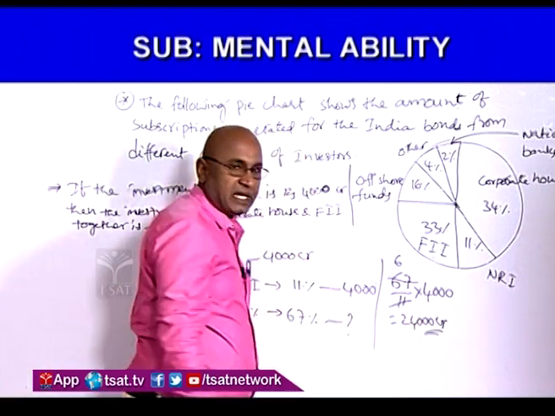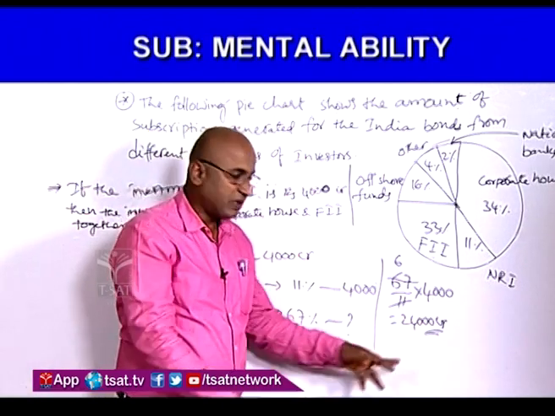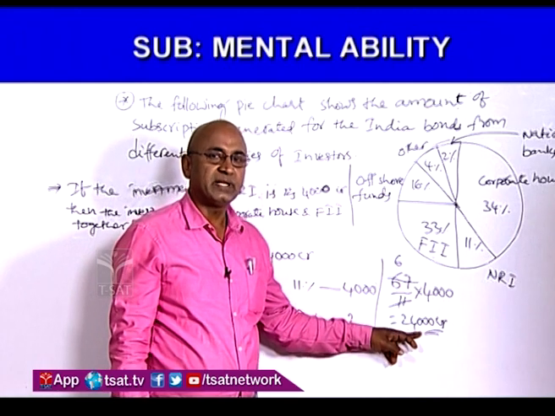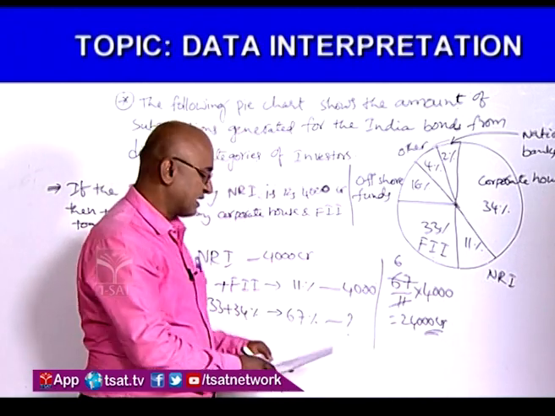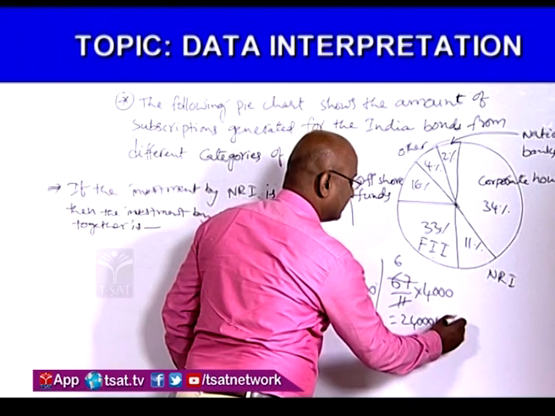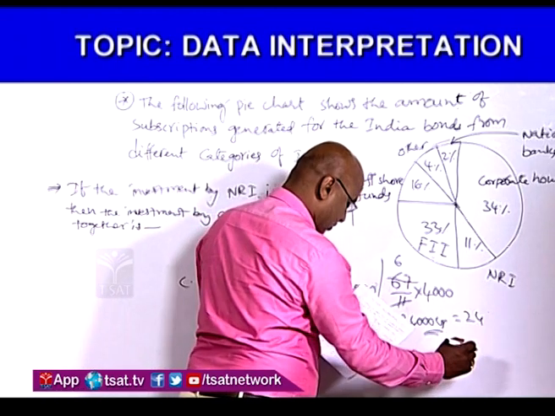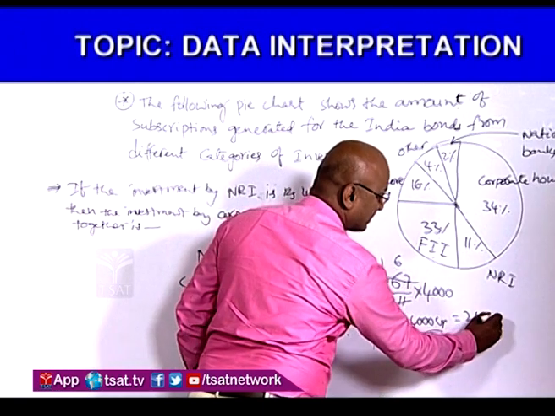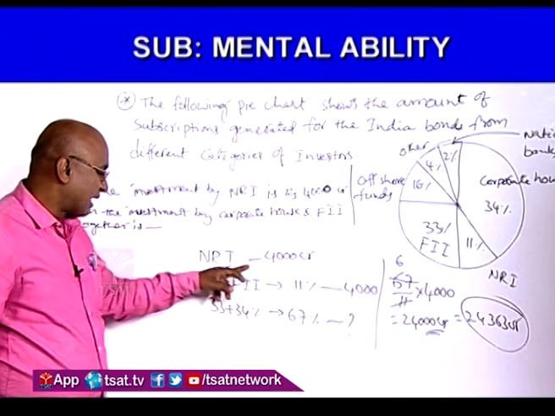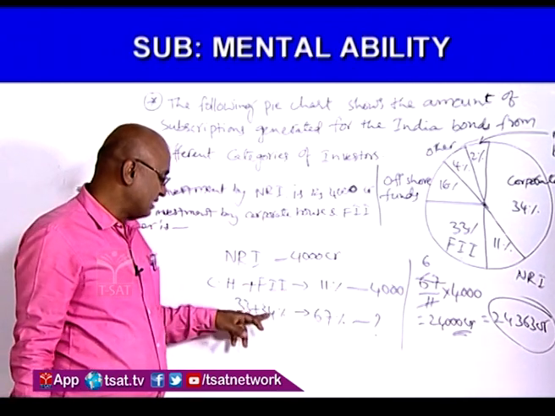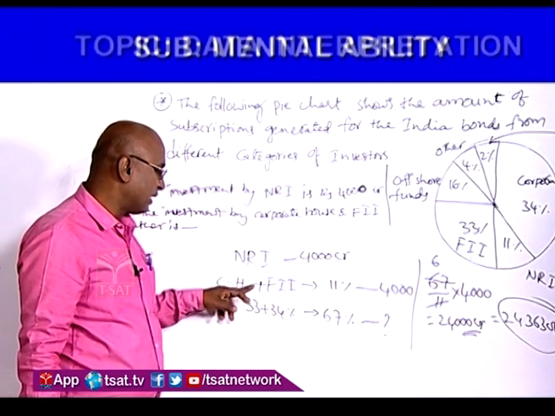Here in the options given, it will not be 24,000. It will be just more than 24,000. Now you have to go for that answer. So the actual answer is 24,363 crores rupees.